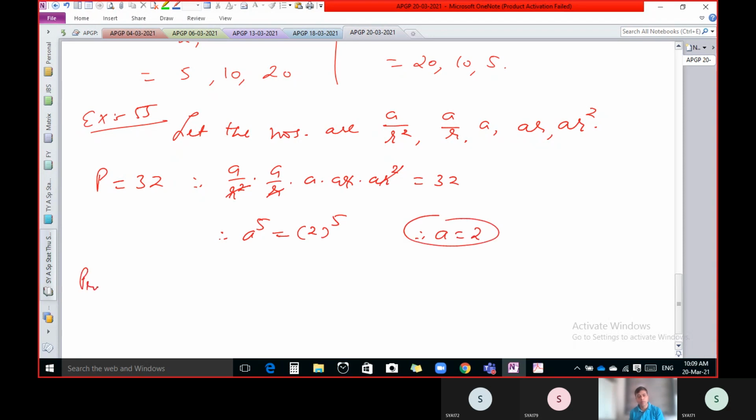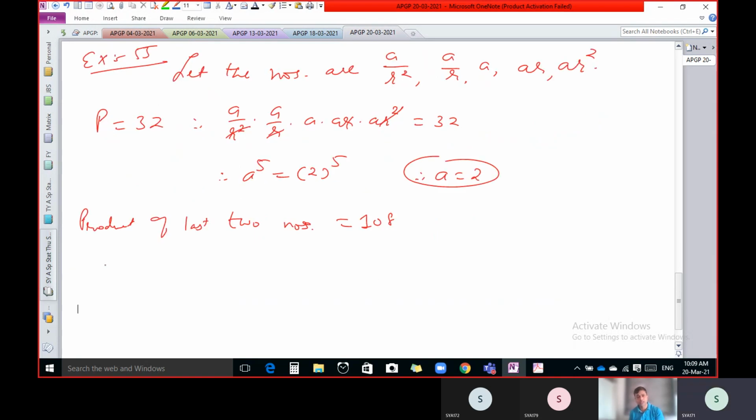Now the product of the last two numbers equal to 108 is given. Which are the last two numbers? The last two numbers are a into r and a into r square. Yes, that is 108. So we get a into a square, r into r square, r cube equal to 108.